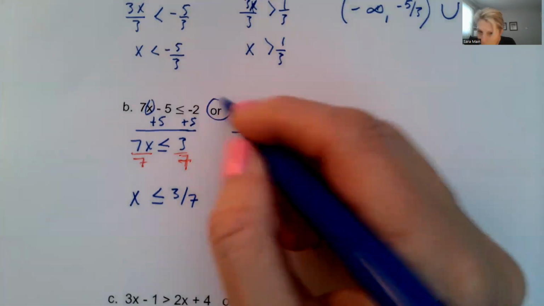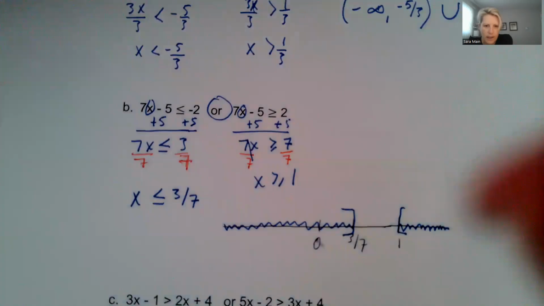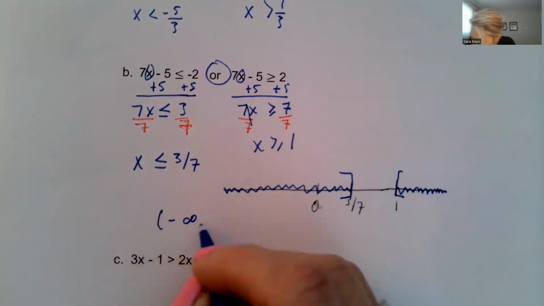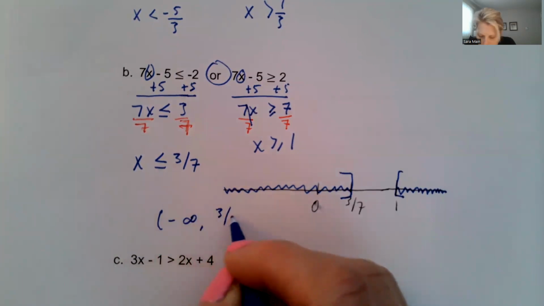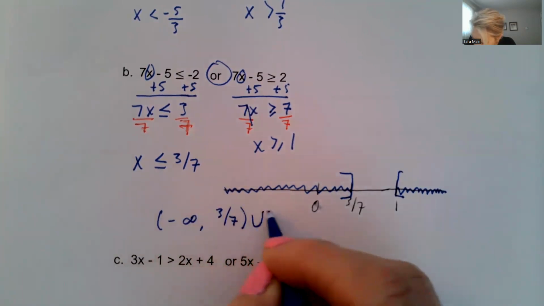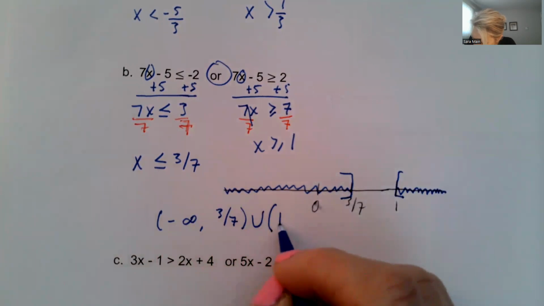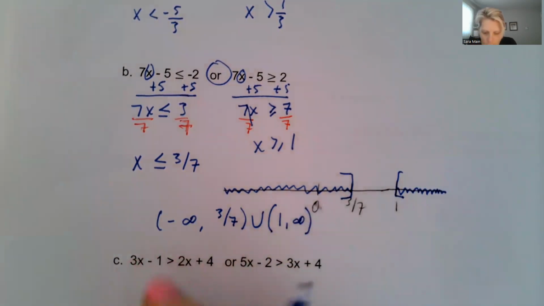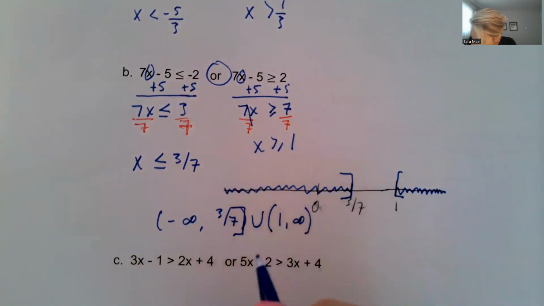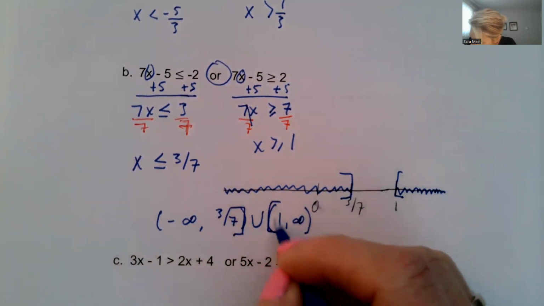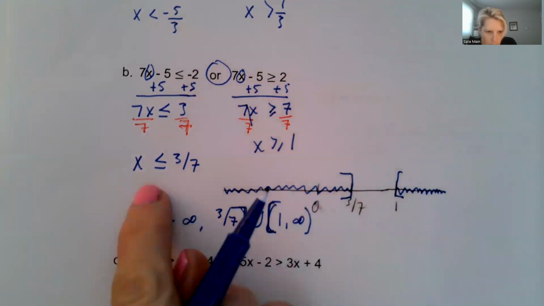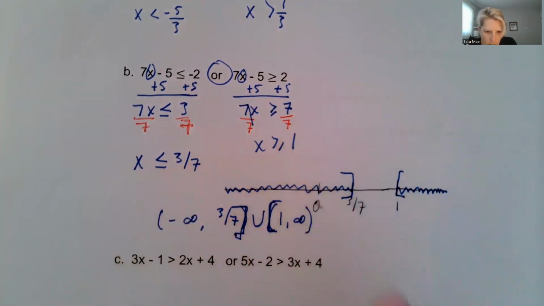And again, because it's an or, we're including both solution sets. So my interval will be negative infinity up to 3/7 union with 1 to positive infinity. And a bracket on the 3/7 and a bracket on the 1. Excuse me there. So that should have been a bracket and a bracket because there's an equal and an equal.